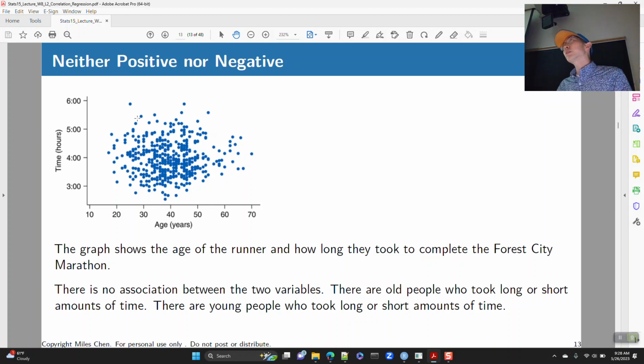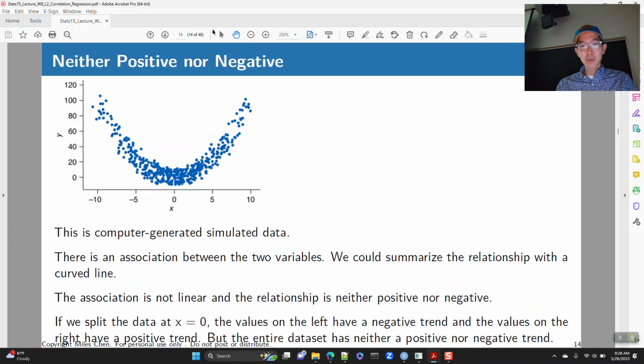And so if we say, hey, is there a trend, if somebody is older, are they more likely to have a fast race time or slow race time? Or if someone's younger, are they more likely to have a fast race time or slow race time? We can't really make any kind of conclusion there, right? We're just going to say, well, yep, there's older people and there's younger people. There's fast race times and slow race times. And there's not really a strong relationship between either of those things, okay? So that would be neither positive nor negative.